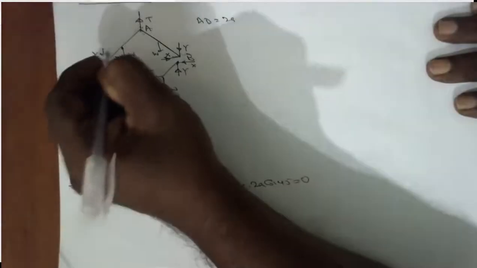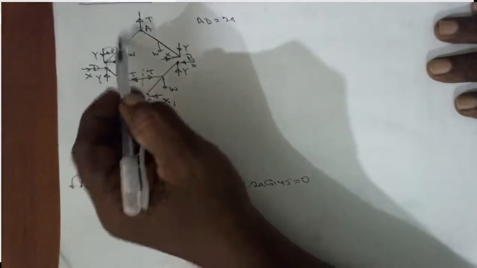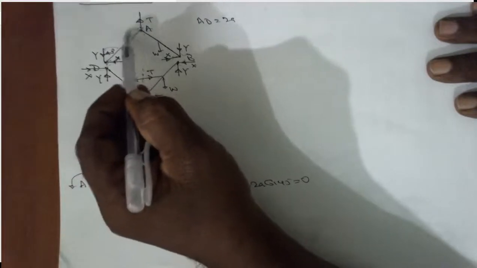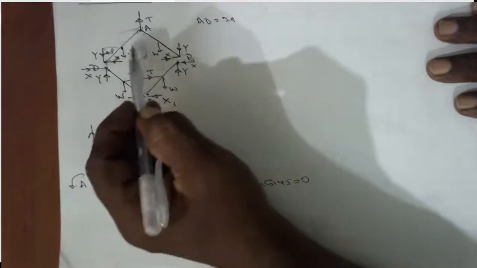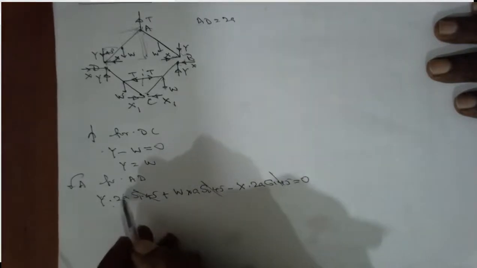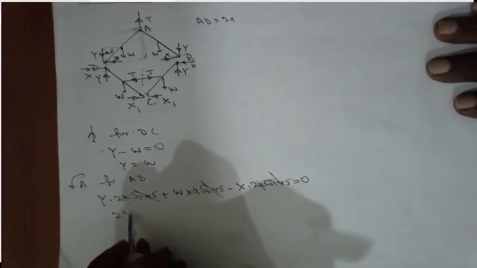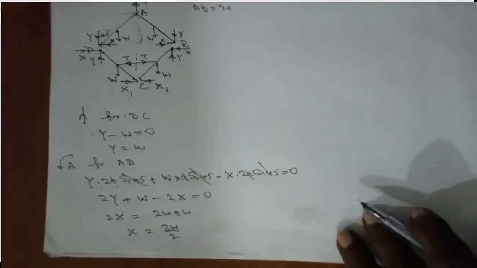This angle is 45 degrees. The perpendicular distance from A to Y is this distance, for W is this distance, and for X is this distance. So sin 45 and cos 45 are equal, so you can cancel like this. A also cancels, so 2Y plus W minus 2X equals 0. So 2X equals 2W plus W. X equals 3W by 2.